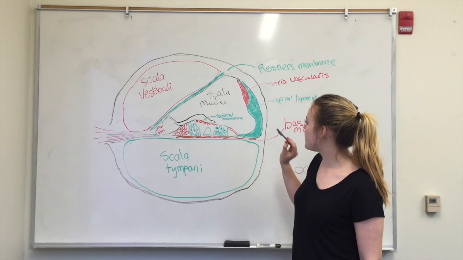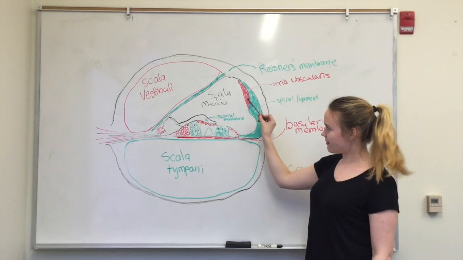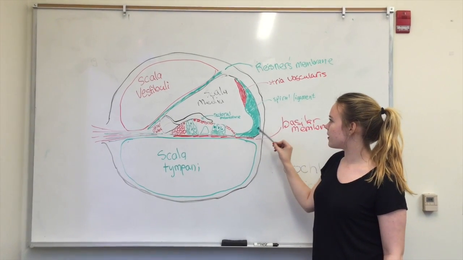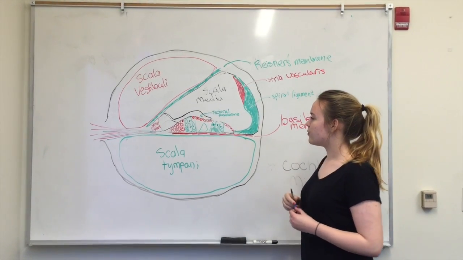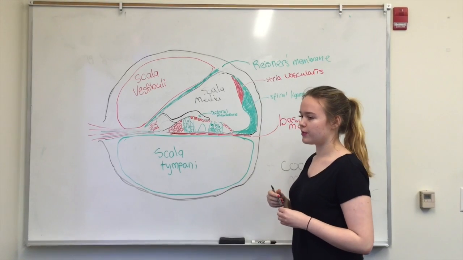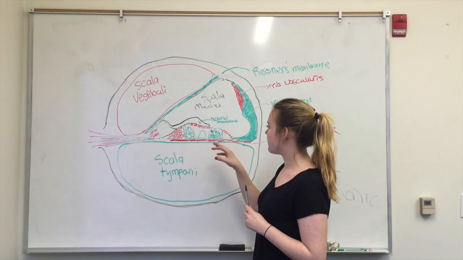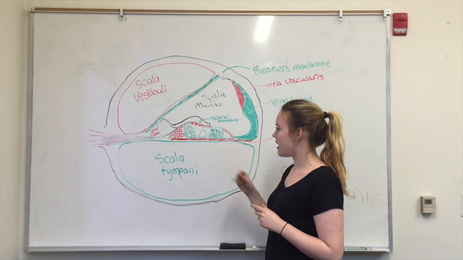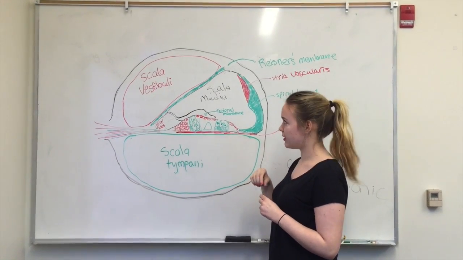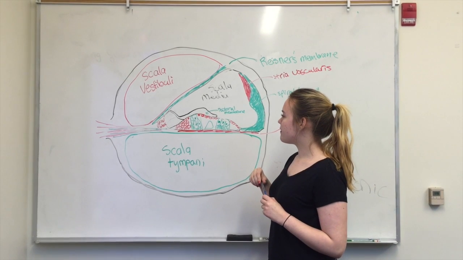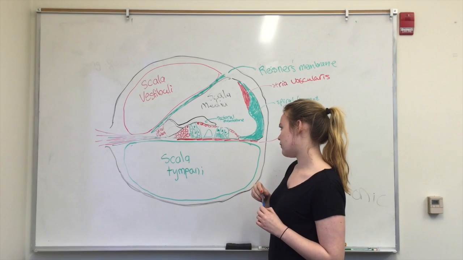Next, within the scala media, we can see the stria vascularis, which is this in red right here, and the spiral ligament, which is the green part that goes around this. Within the scala media, we have the organ of Corti, which is really critical for hearing, because in here we're going to have the hair cells, which are in green, and the supporting cells, which are in red, which kind of provide structure for the organ of Corti within the scala media. Above the organ, we have the tectorial membrane, which protects the organ of Corti.